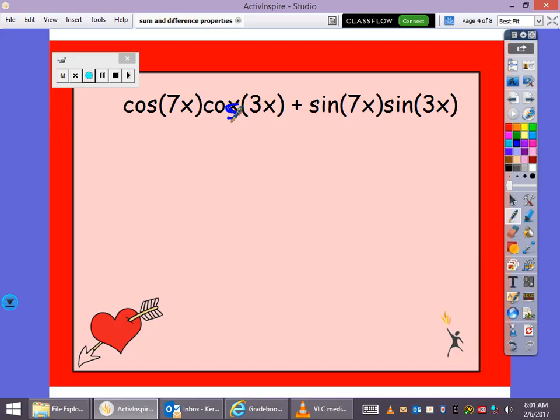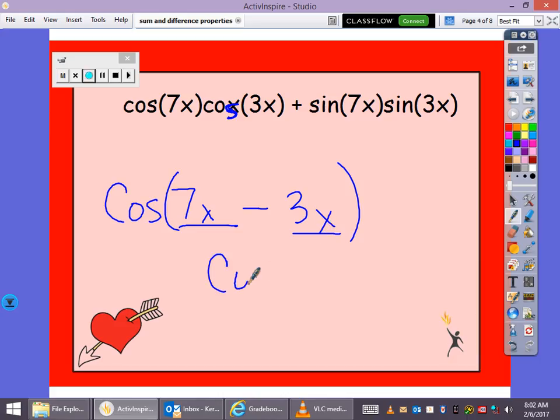The cosine one. Okay, this is plus, which means I'm going to use minus. So cosine of something minus something. What are my two blanks going to be? 7x and 3x. So I'm really looking for the cosine of 4x. Done. Much easier than the exact. Simplifying is really easy, yes? Okay.